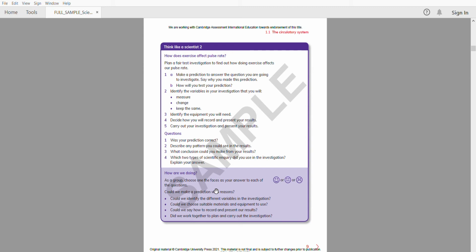Again, in making a fair test, scientific investigation involves understanding the variables. In this activity, we identify three variables. What are these variables? The variables that we measure, the variables that we change, and the variables that we keep the same. So what is the variable that we measure? The variable that we measure is the pulse rate.